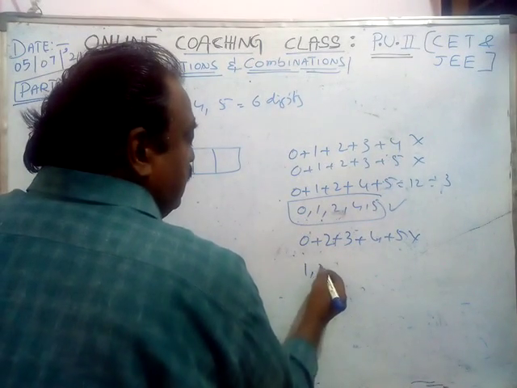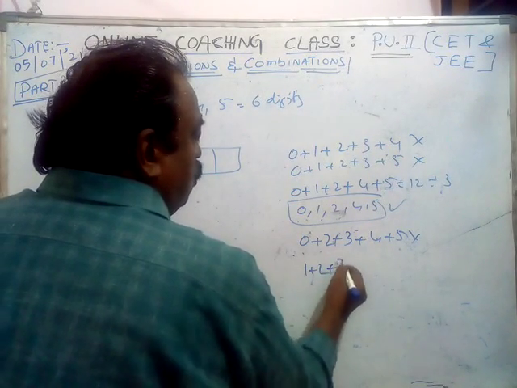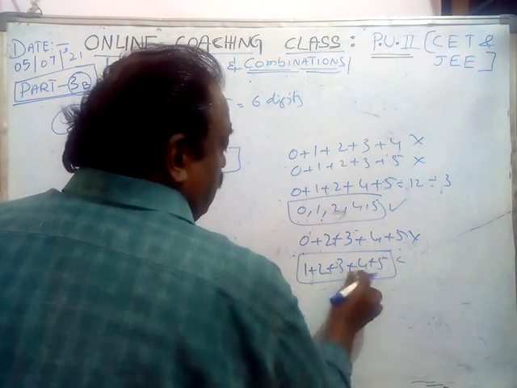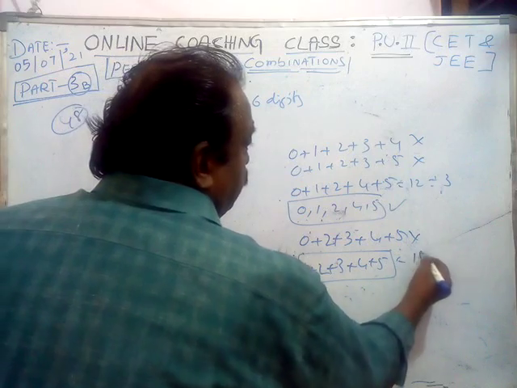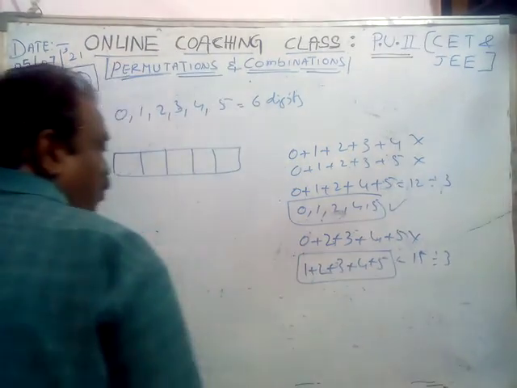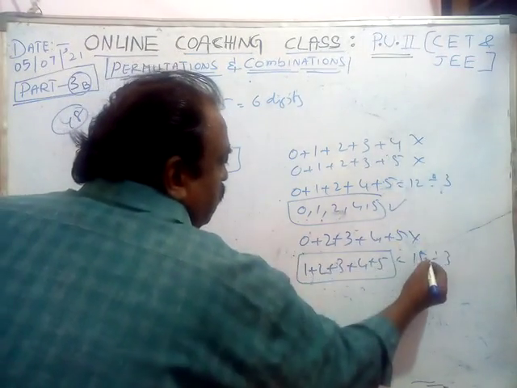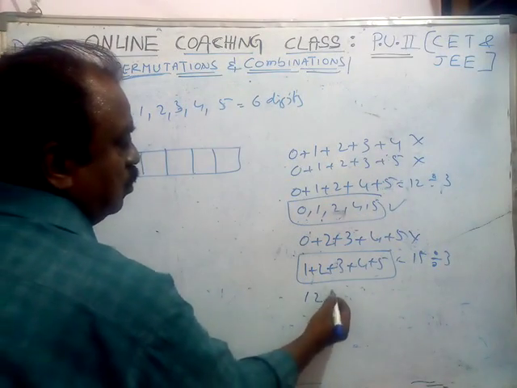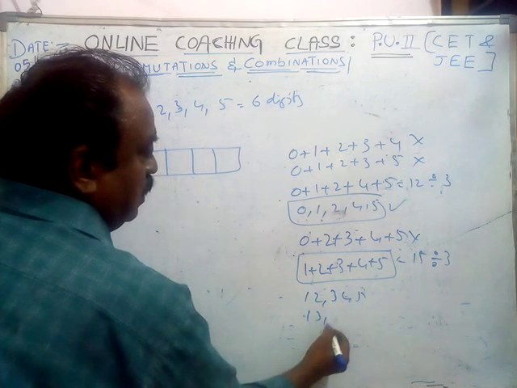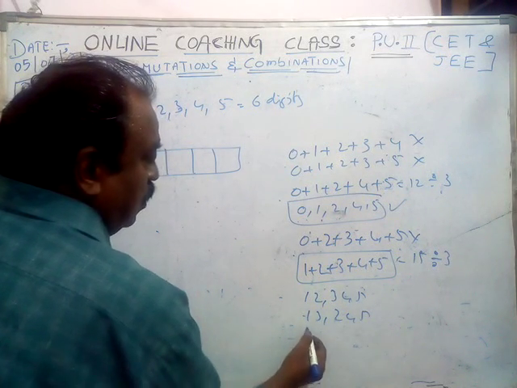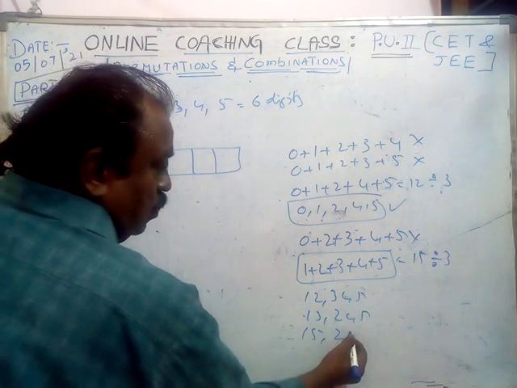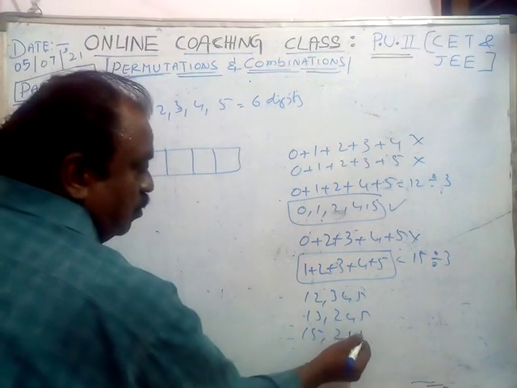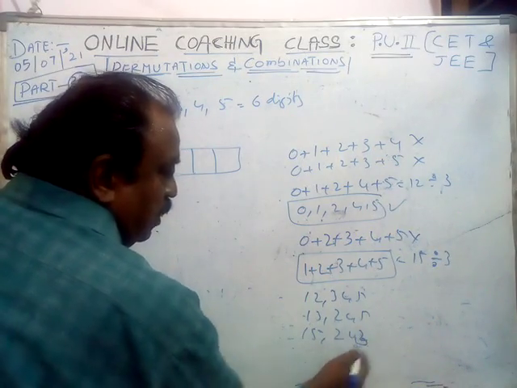So then the very next: 1 plus 2 plus 3 plus 4 plus 5 is 9 plus 6, 15, divisible by 3. Okay? It is divisible by 3. So it is also a valid number, like 12,345, 30,245, 15,240, 243, like that.